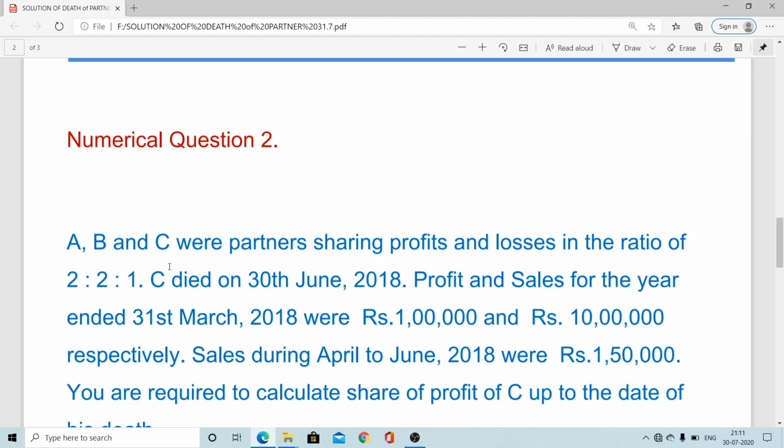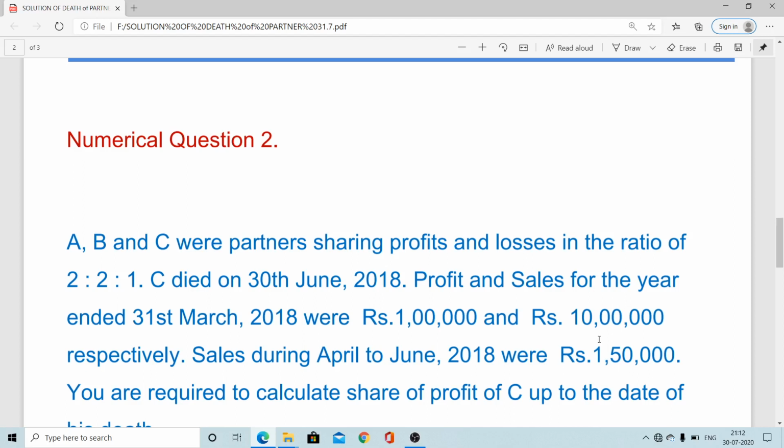So how much profit will be there? That you have to calculate, and you have to credit it to C's capital, the deceased partner's capital. So here there is a hint. Last year when profit was 1 lakh, then sales were 10 lakh. Now during those 3 months, profit is not provided, but sales are provided as 1 lakh 50,000. So using this data you have to calculate the profit of the firm, and after that the deceased partner's share of profit.